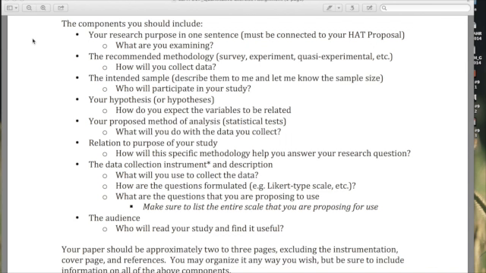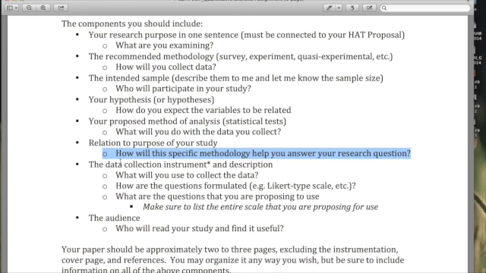So if we were to just recap this, there's a couple of questions that you want to answer. We start up here at the top. What are you examining specifically? How will you collect your data? Who will participate in your study? How do you expect the variables to be related? What will you do with the data that you collect? How will this specific methodology help you answer your research question? And then what will you use to collect the data? How are the questions formulated? And what are the questions you're proposing to use? And then finally, who will read your study and find it useful?